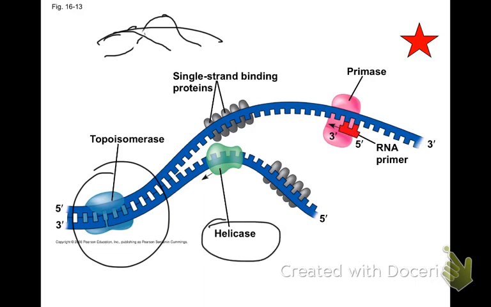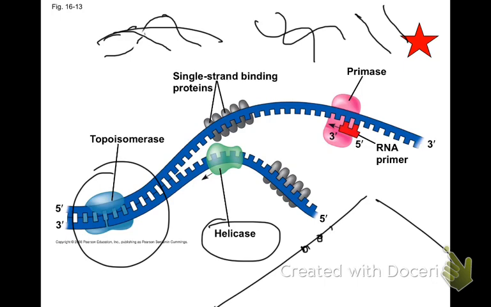Now, helicase is another enzyme which untwists. So if I have something like this, it untwists it and straightens it out. For that, it is just at the start of a replication fork.